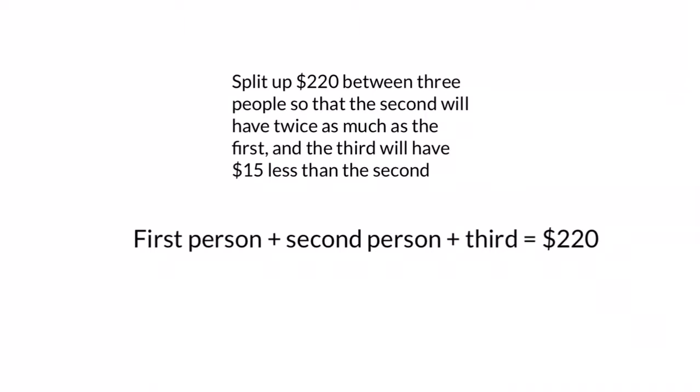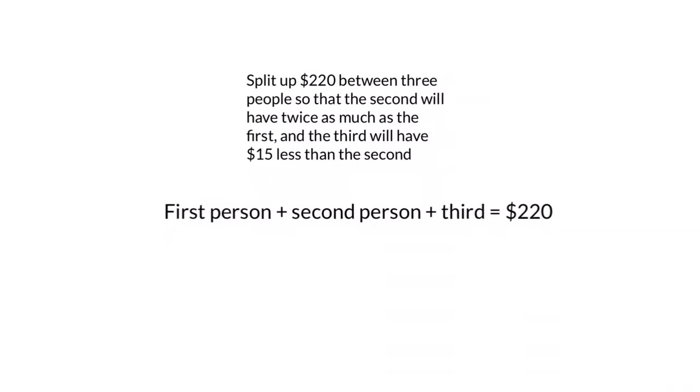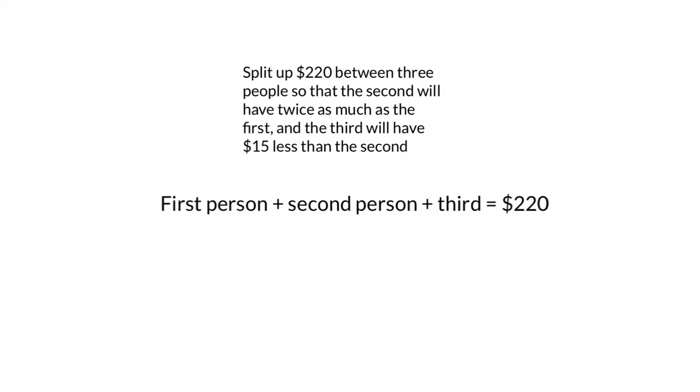So those are three unknowns. We don't know how much the first is supposed to have, the second, or the third to make all these conditions true. Three unknowns, one equation, we can't solve. So let's start with the one we know nothing about. They didn't really give us any direct hints about the first person. So let's call him or her x.